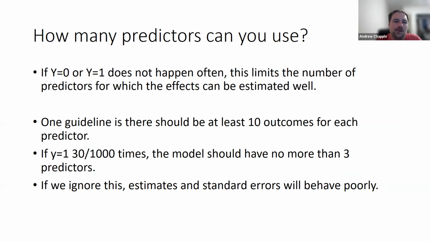How many predictors can you use? If yi equals 0 or 1 doesn't happen a lot, say if everybody on the Titanic died or everybody lived, it's kind of mixed between that, then that limits the number of predictors you can use. One guideline is there should be about 10 outcomes for each predictor. I think in general, that's a good thing to do. If you have a rare outcome, you don't want to be using lots of predictors in your multivariable logistic regression.